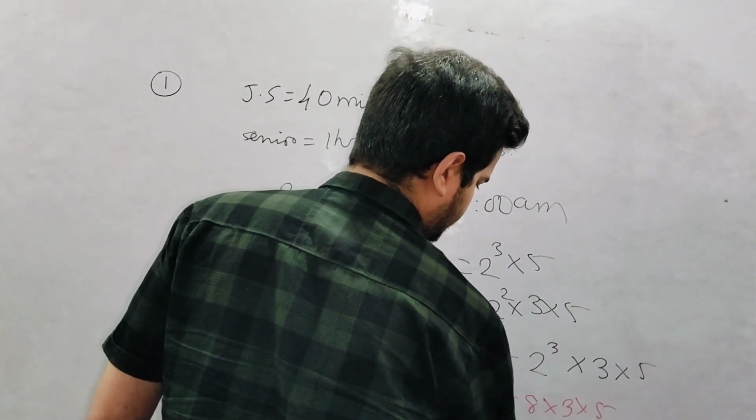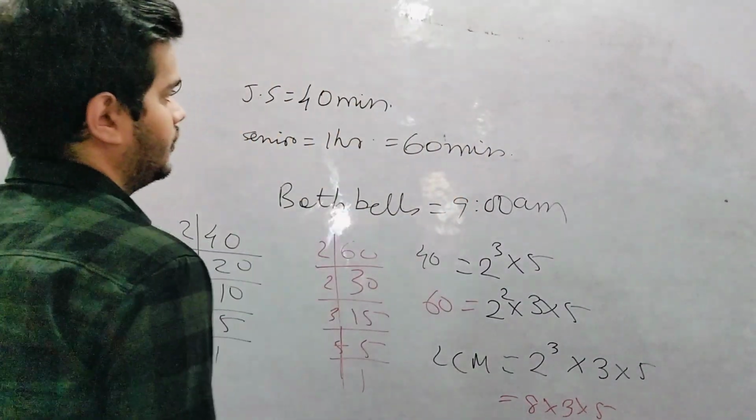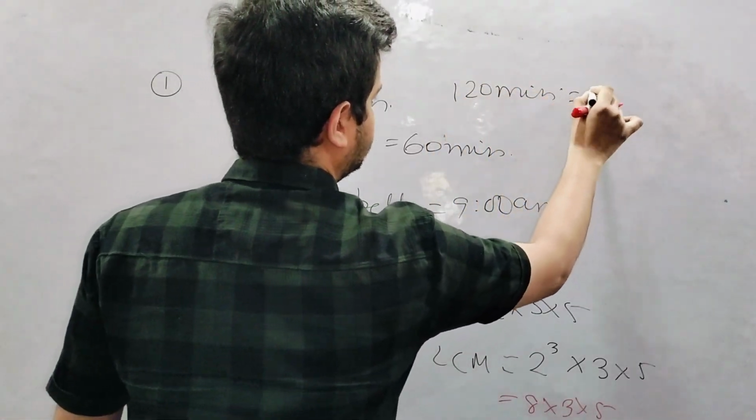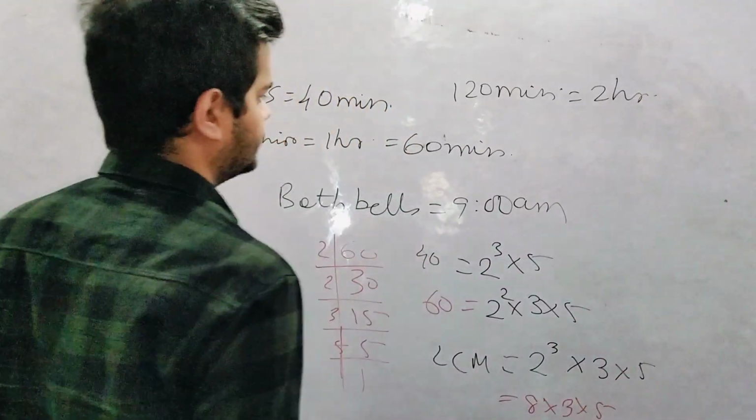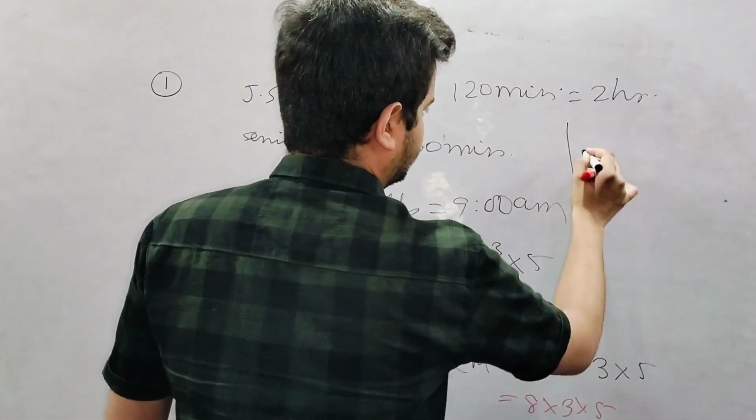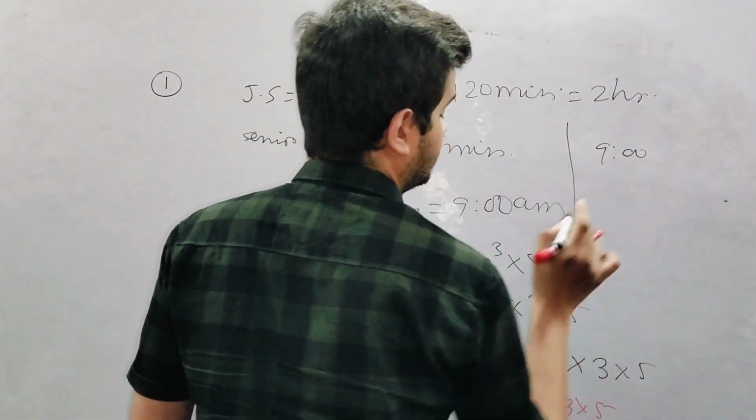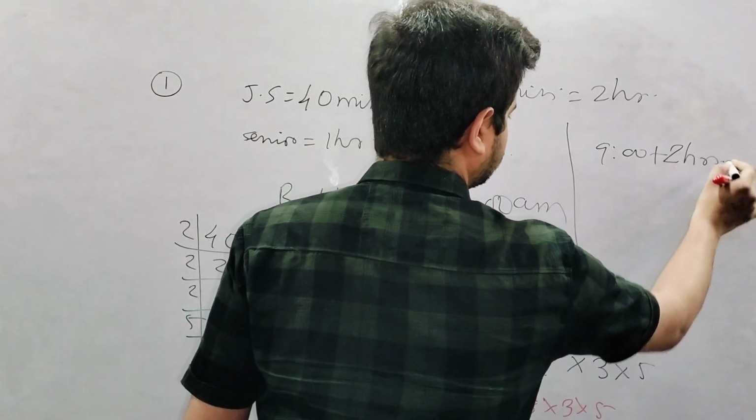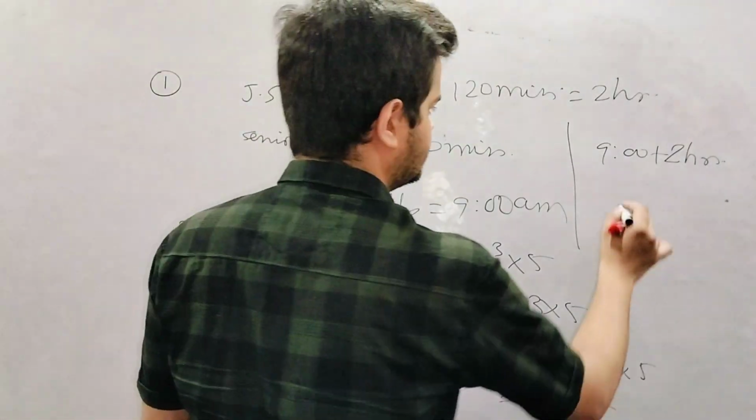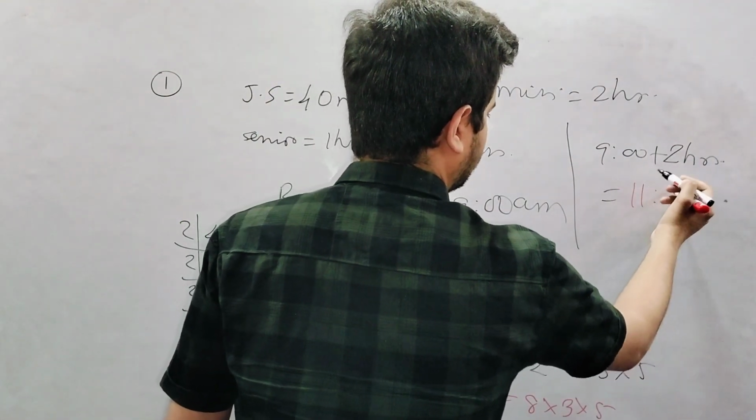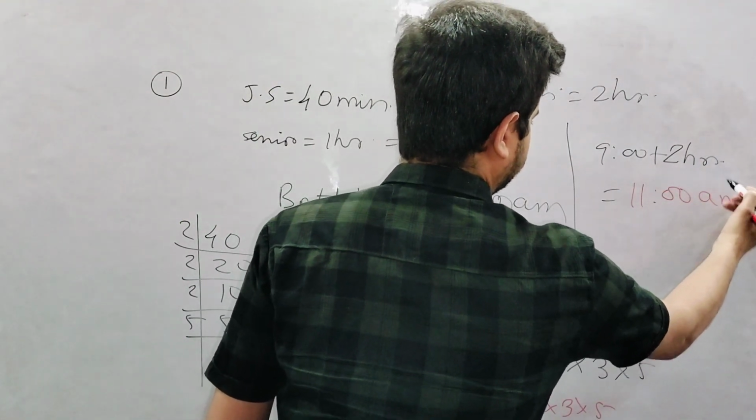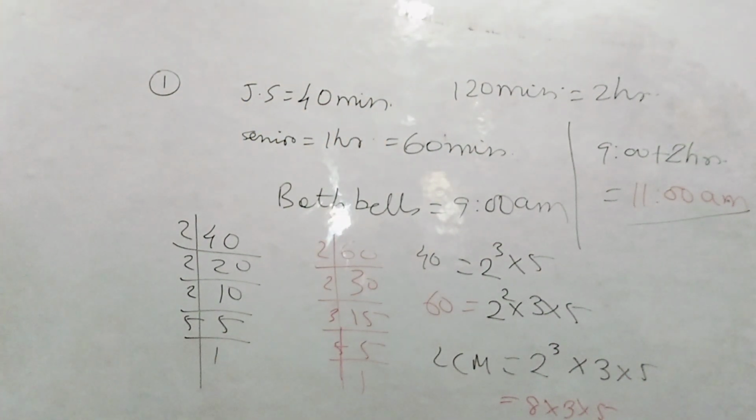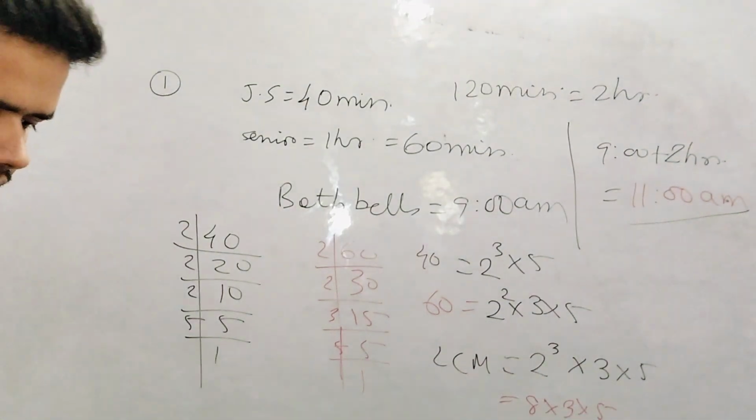ये 120 minutes के बाद ring होंगे. Now what is 120 minutes? It means 2 hours. So the bells will ring after 2 hours. So 9 a.m. plus 2 hours, it will ring again at 11 a.m. वो दोनों बेल्स 11 a.m. पे दोबारा रिंग करेंगे. Please note it down.